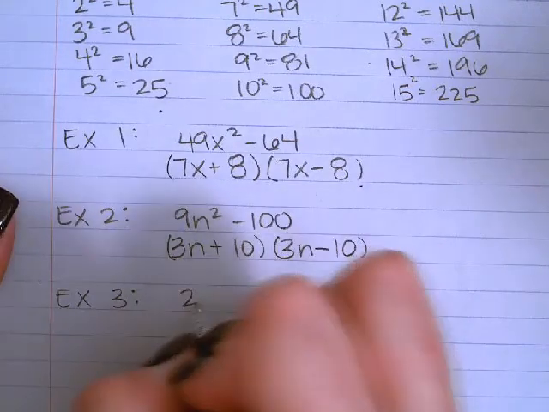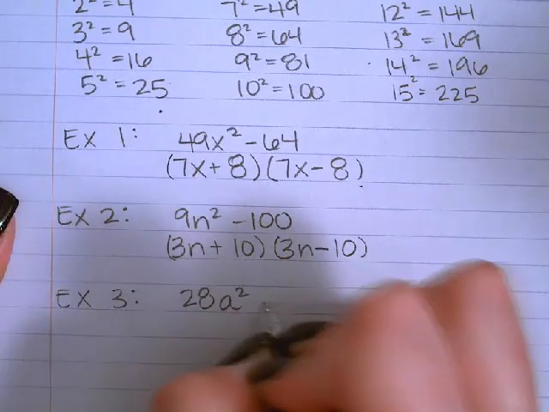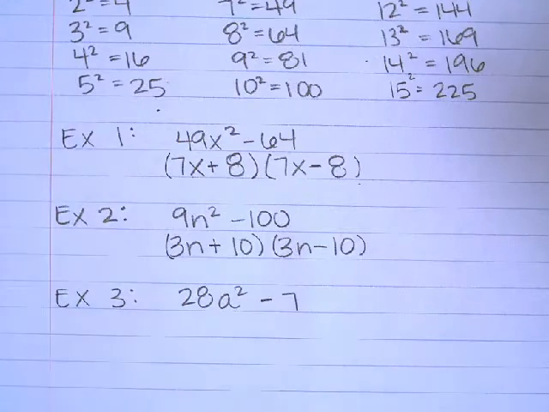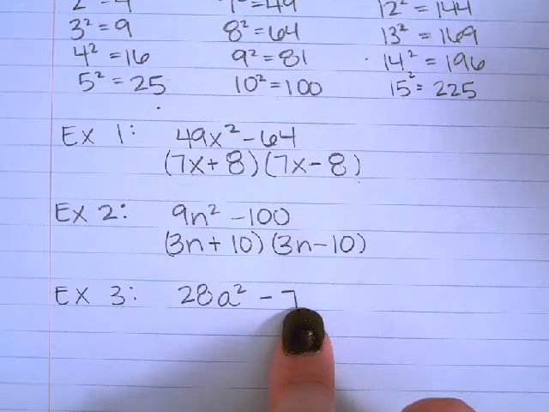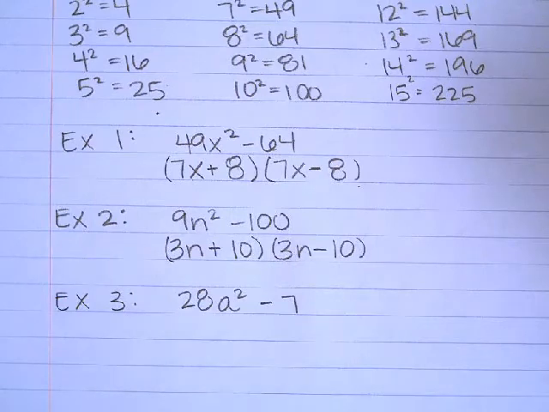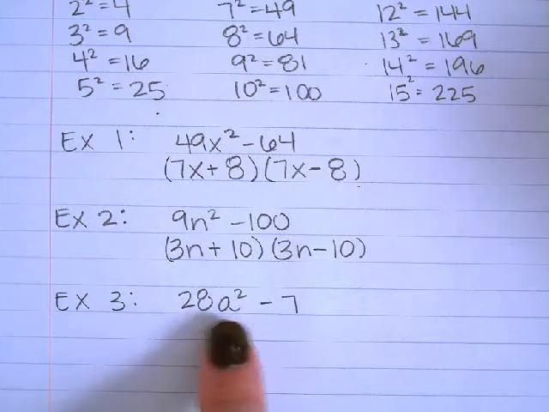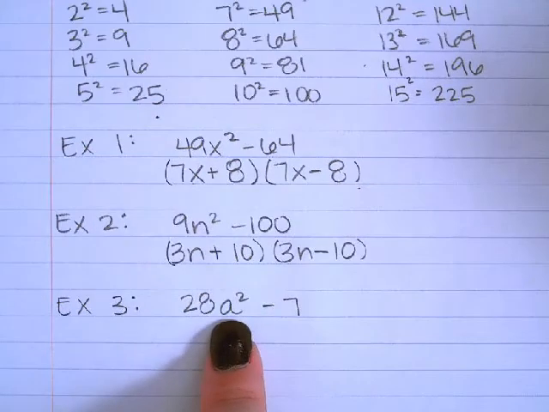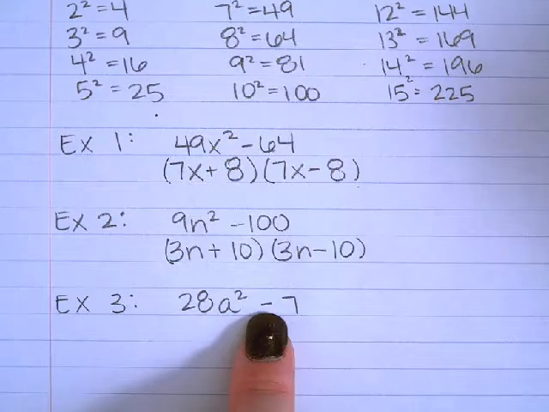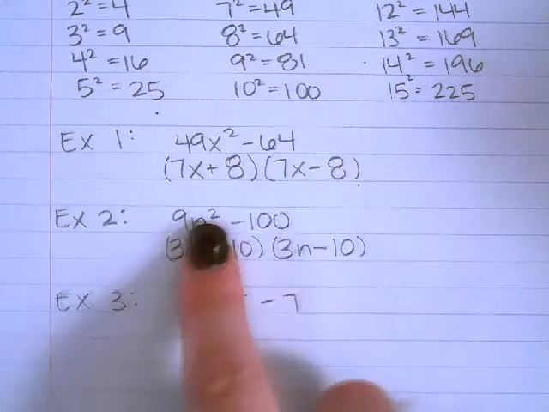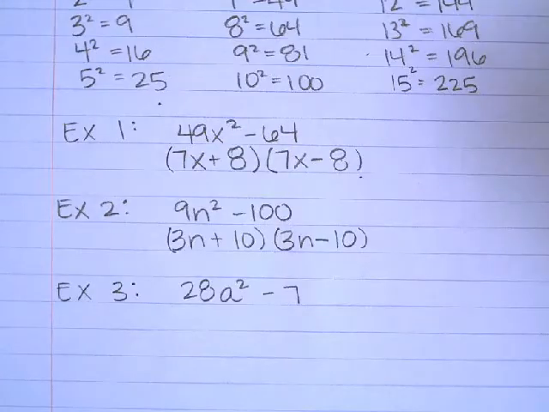All right, 28a squared minus 7. Now, when I look at this problem, this does not quite look like difference of squares because 28 is not a perfect square and 7 is not a perfect square. The thing that's making me think of it as difference of squares is that a squared is a perfect square, right? It's a times a, and this has a minus in it. So even though the numbers aren't right, it kind of looks like that form, and that tells me that maybe I should check for a GCF.